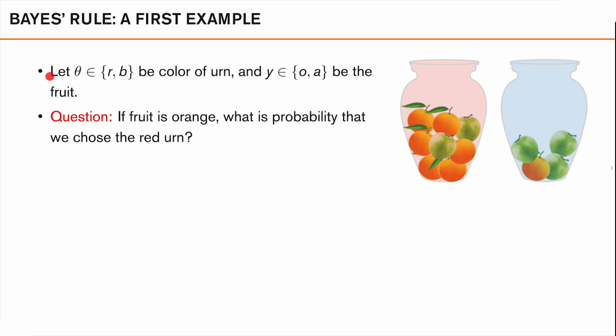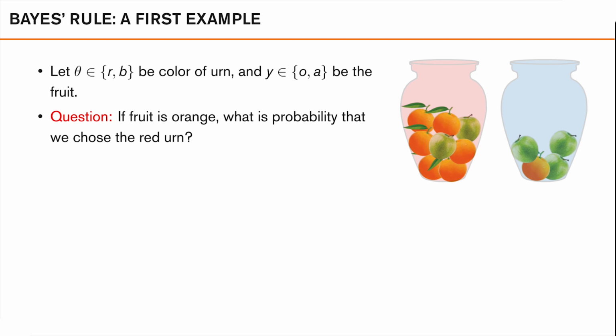Now let's use this to solve our toy example. We let theta be the quantity of interest, which in this case is the color of the urn that we picked our fruit from, where r indicates that we picked from a red urn and b that we picked from the blue. Further, we let y be our observation, which in this case is which fruit we picked. So O is an orange and A for an apple.